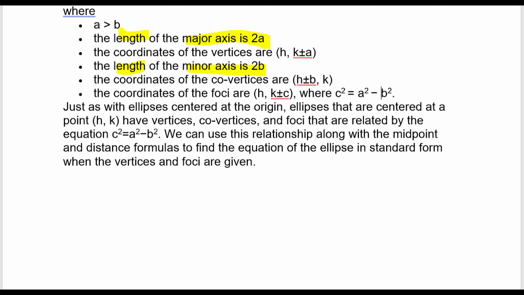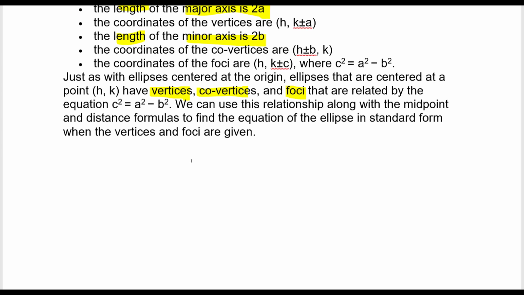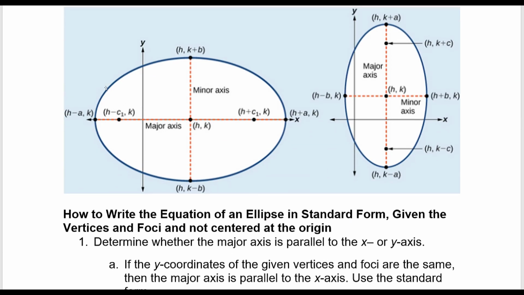Okay, so just as with the ellipses centered at the origin, ellipses that are centered at the point (h, k) have vertices, co-vertices, foci, that are related by the equation c squared equals a squared minus b squared. We can use this relationship along with the midpoint and distance formulas to find the equation of the ellipse in standard form when the vertices and foci are given. So here it is, it's not centered at the origin. Here's a graph or a drawing of each of these.